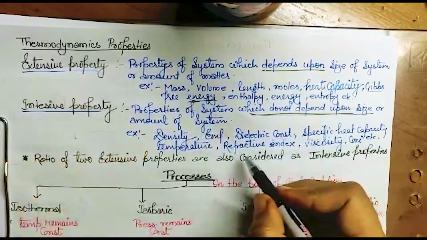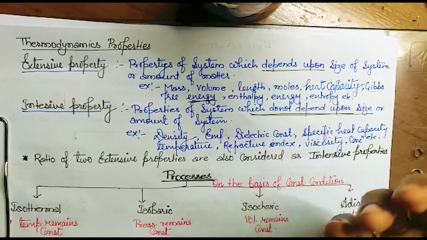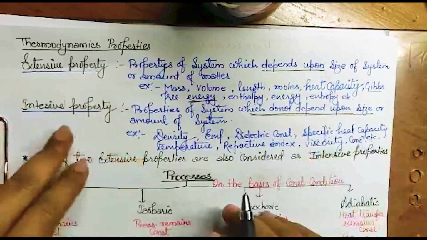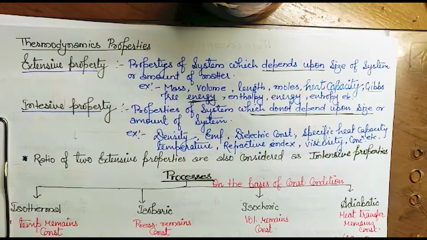Viscosity, refractive index, temperature: whether you take 1 gram or 10 grams, the temperature is not going to change, isn't it? The boiling point is not going to change. So all these properties will come under intensive. Lots of properties are there, so we have to relate them with the mass or the size of the system.